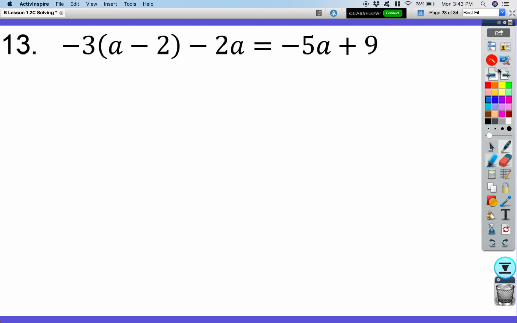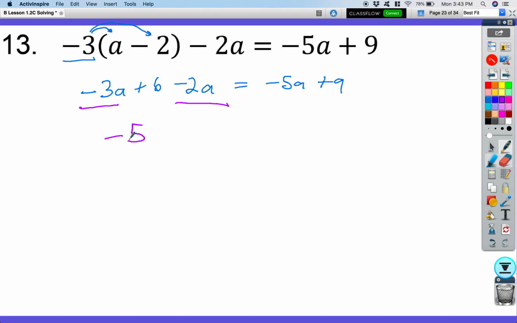All right, looking at this one now. It's a little too crazy to figure out what it is, so I need to begin solving for it. I would start by distributing not just a 3, but a negative 3 to each term. This would be negative 3a plus 6 minus 2a is equal to negative 5a plus 9. I look on the left and the right side, and it says negative 3a minus 2a is negative 5a plus 6 is equal to negative 5a plus 9.